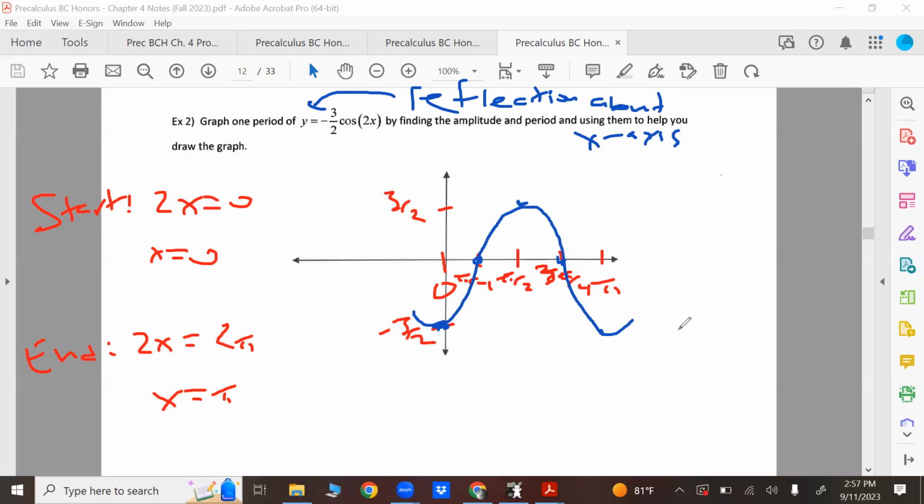Amplitude's easy. Amplitude's 3 halves. Period is easy. We just see it for ourselves. It's 4 pi. Sorry, it's pi. My bad. It's pi. So, yeah, that's all.